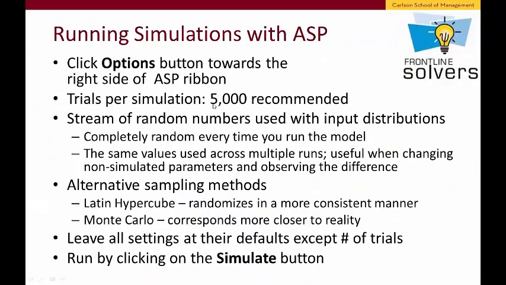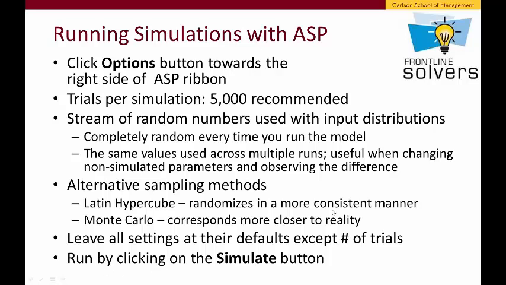The only option we care about is 5,000 simulation runs as recommended. 1,000 is default, 10,000 is the max. We want 5,000 in this class. The other 2 options listed here have to do with how the random number streams are used across multiple simulation runs, whether they're the same or completely random every time you run, as well as these different types of sampling. None of this is really important for us at this basic level. We'll leave all of those at their defaults except number of trials, which we want to make sure is 5,000.